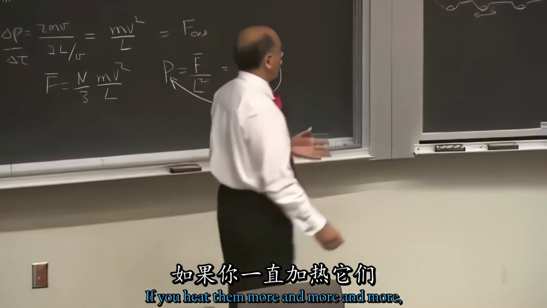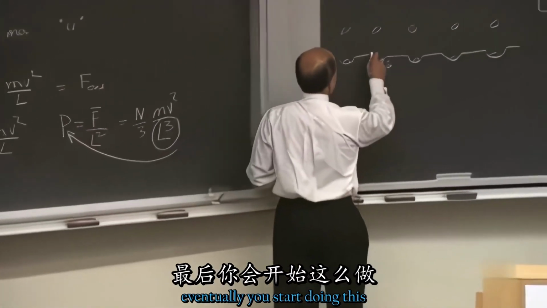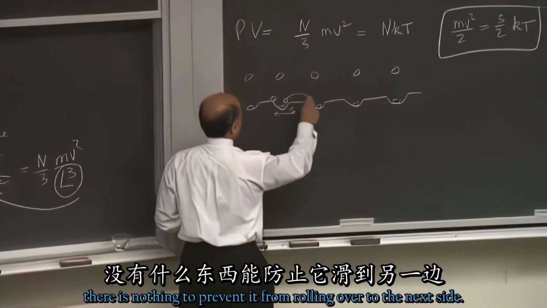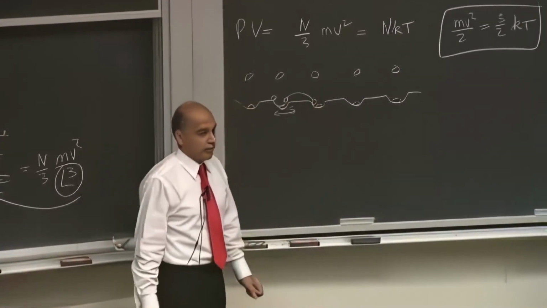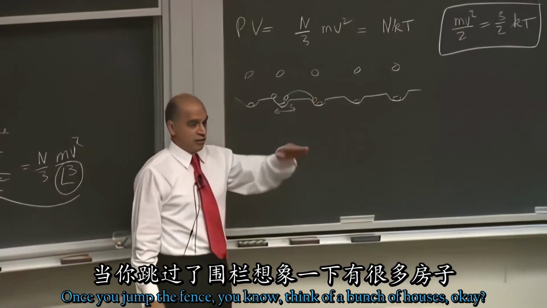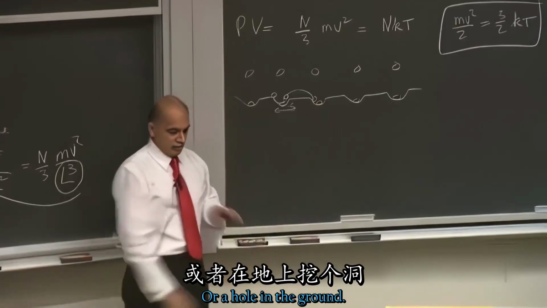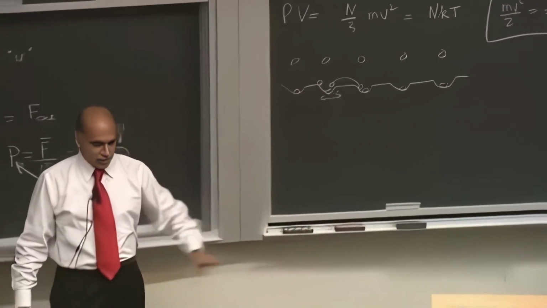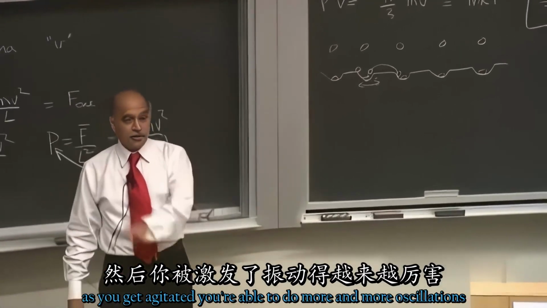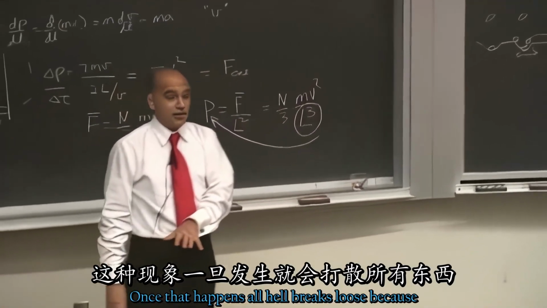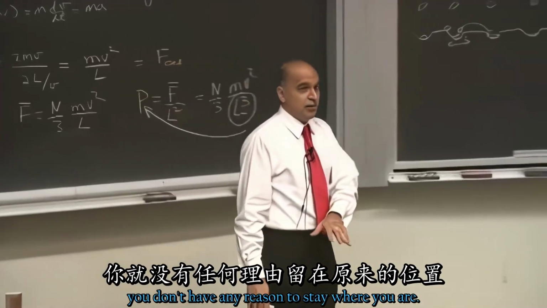If you heat them more and more, eventually you start doing this. You go all the way from here to here. There is nothing to prevent you from rolling over to the next side. Once you jump the fence, think of a bunch of houses, all in holes in the ground. You're living in a hole in the ground. As you get agitated, you're able to do more and more oscillations till you can roll over to the next house. Once that happens, all hell breaks loose because you don't have any reason to stay where you are.